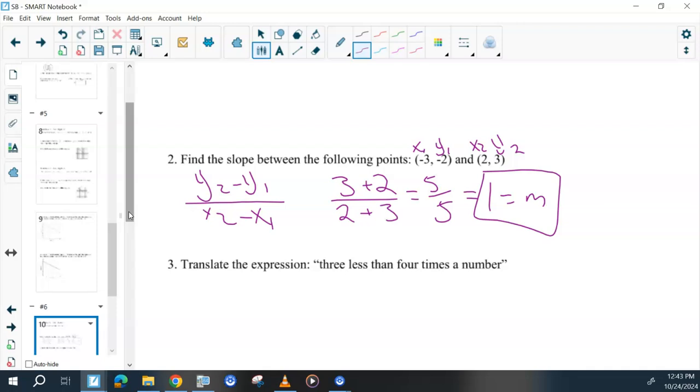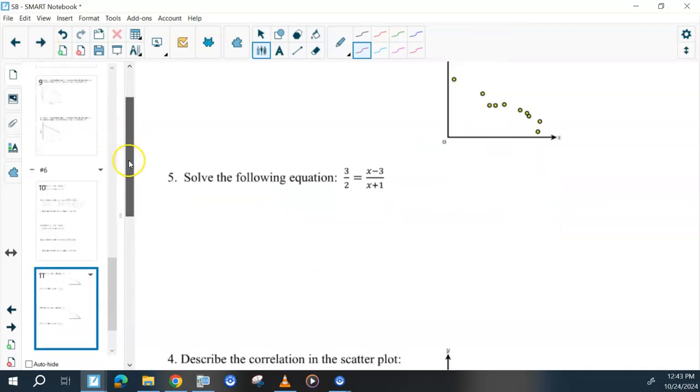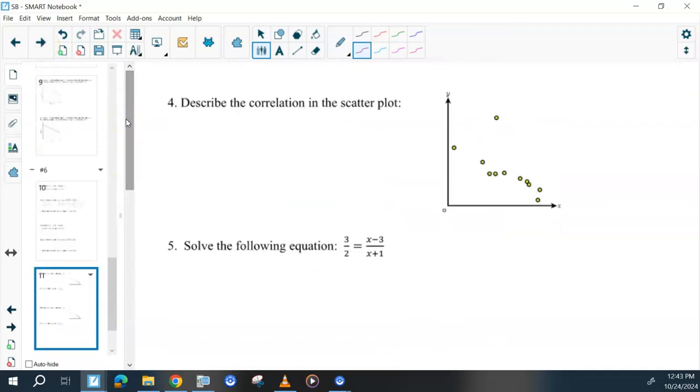For number 4, to describe the correlation, so let's talk about what did you write? It is negative. There is an outlier. I'll write it as an outlier. Okay.